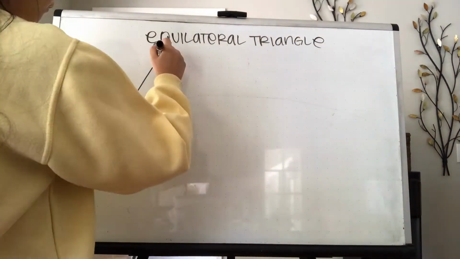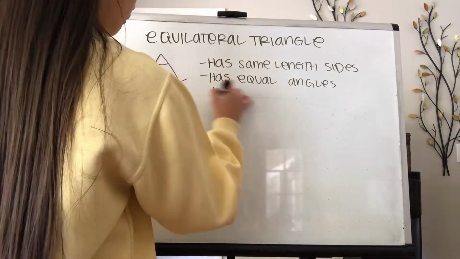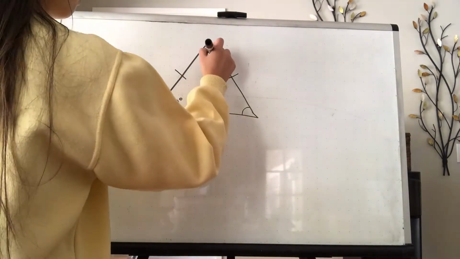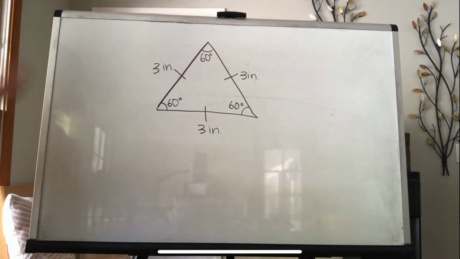So the first type of triangle we're going to talk about is an equilateral triangle. And this triangle is pretty special because all the sides are equal and so are all the angles. And since the angles are all equal, they would all be 60 because 60 plus 60 plus 60 is 180. And remember that every triangle has to add up to 180. And so in this example that I drew of an equilateral triangle, it shows that all the sides are the same length, 3 inches, and then all the angles are the same, 60 degrees.